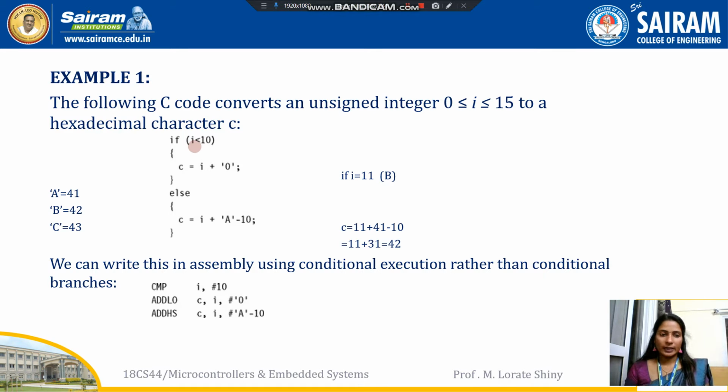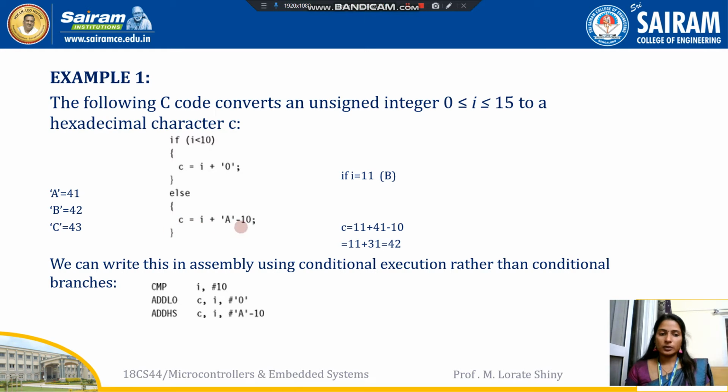not less than 10, then we have to convert into hexadecimal. So how to convert it? We have to add input data plus ASCII A. ASCII A is 41, 41 minus 10, it becomes 31. So we'll take one example. If I is 11, if it is 11 integer, the hexadecimal value is B. So we'll see how we are getting this B.